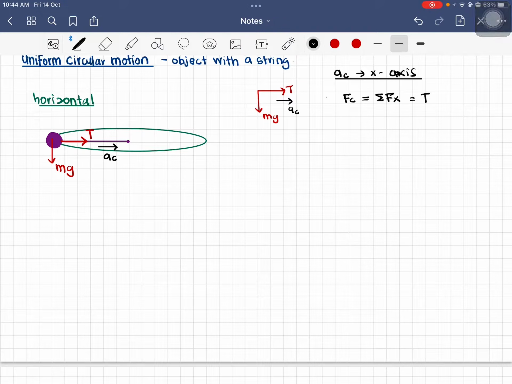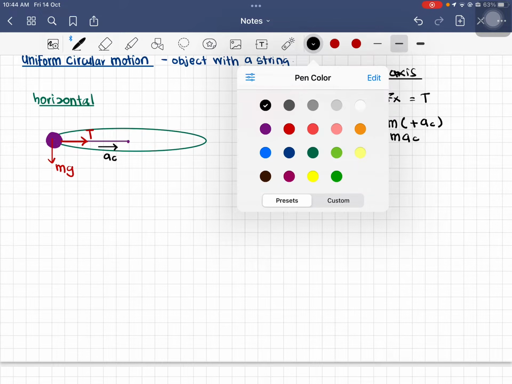Okay, then your force FC sekarang ni juga bersamaan dengan M, your A. You kena determine your A adalah positif atau negatif. You can see that your A is positive. Then your FC should be T. So equation untuk horizontal part, awak akan dapat this one lah. T equal to MAC.